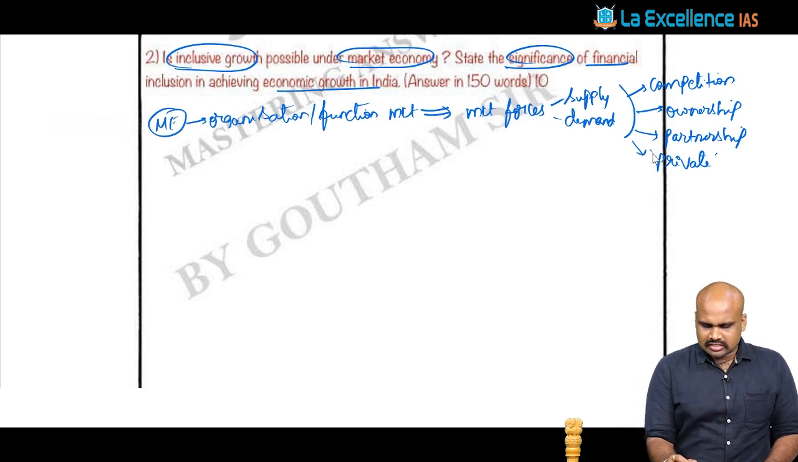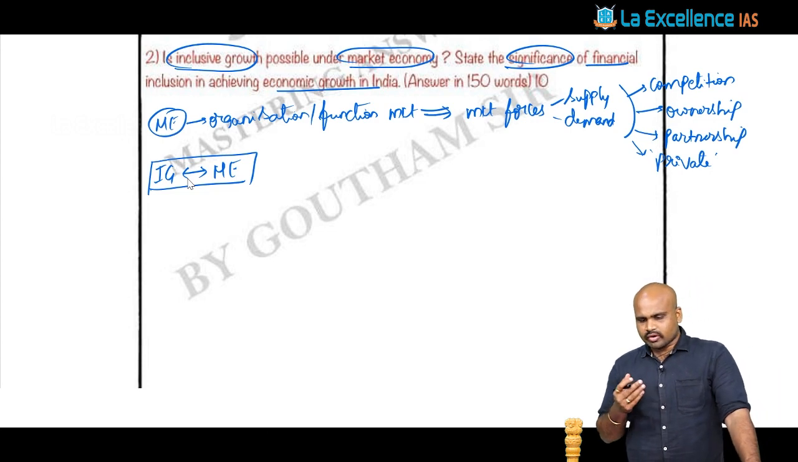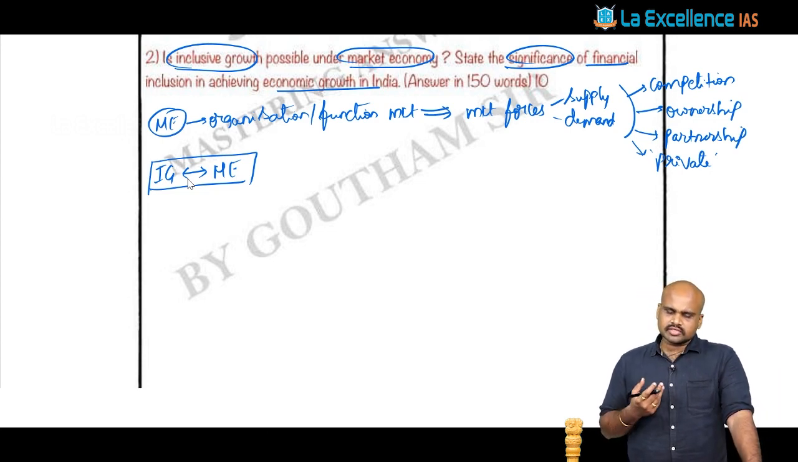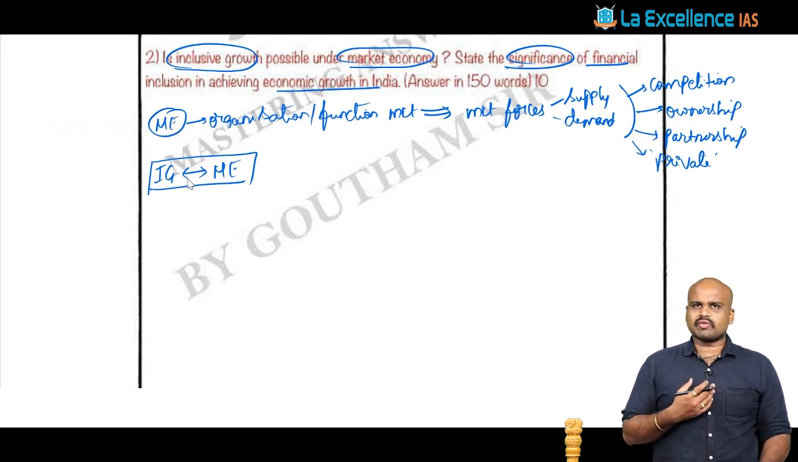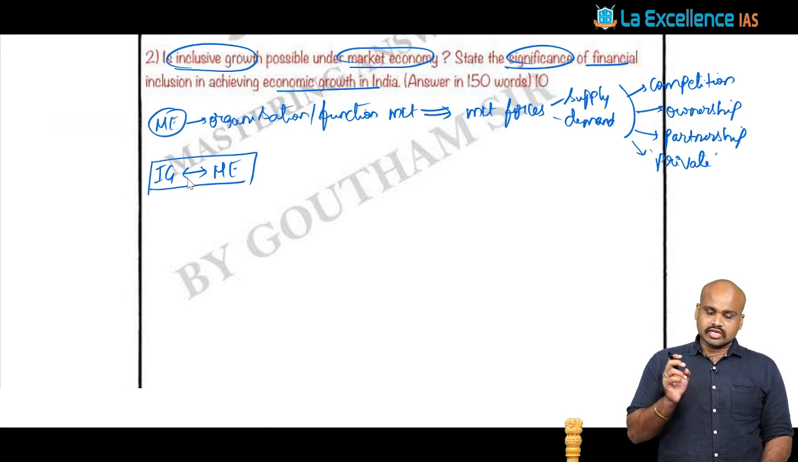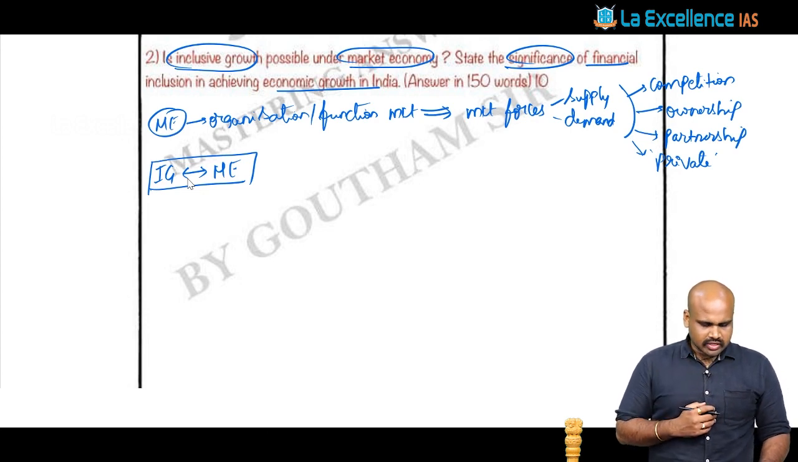Now here, what is it asking? The first stage is: is economic growth possible by a market economy? That is the question they are asking. That in such an element of competition, ownership, motive for profit, privatization, or the presence of private entities, is inclusive growth possible? That is what it is asking, right?